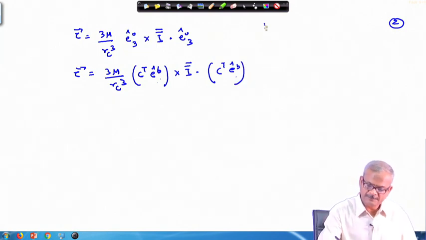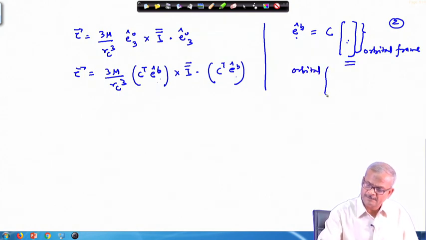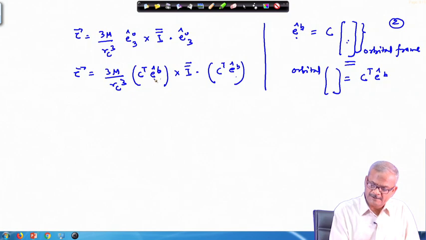So, we are taking this from the previous discussion where we have used this omega. This is a vector which you get from C times another vector, which is in the orbital frame. Obviously, if we are looking for this orbital vector, it can be written in terms of C transpose E cap B. So, this is what exactly we have done.